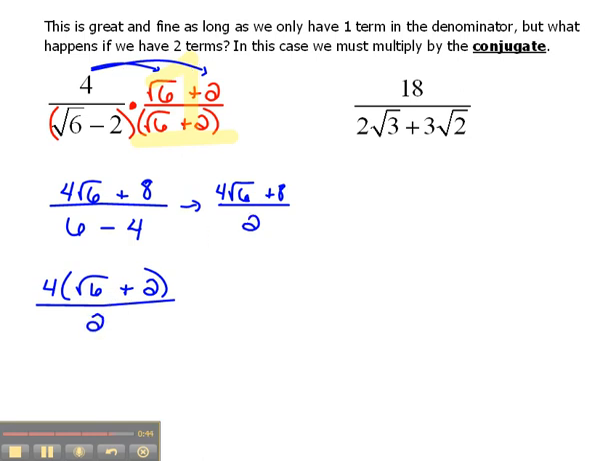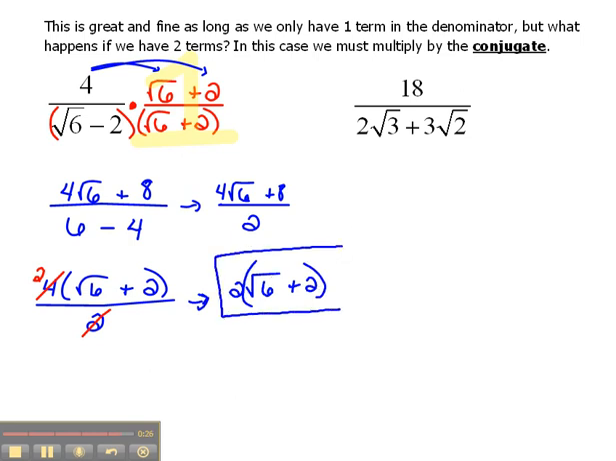Now we can do some canceling out common factors. 2 will go into 4 2 times. So simplified, this would be 2 times the square root of 6 plus 2. Now you can go ahead and distribute it back if you want, or leave it as is. Either way would be acceptable.